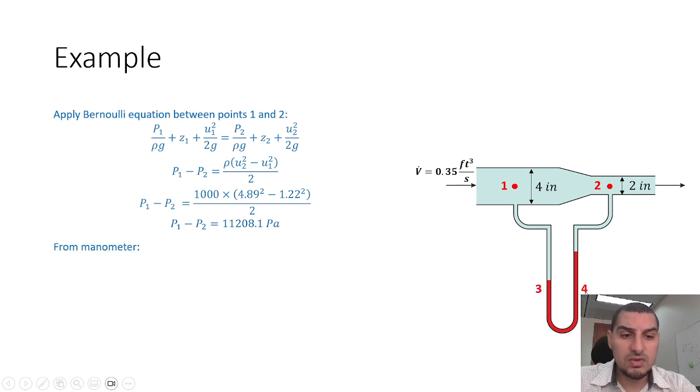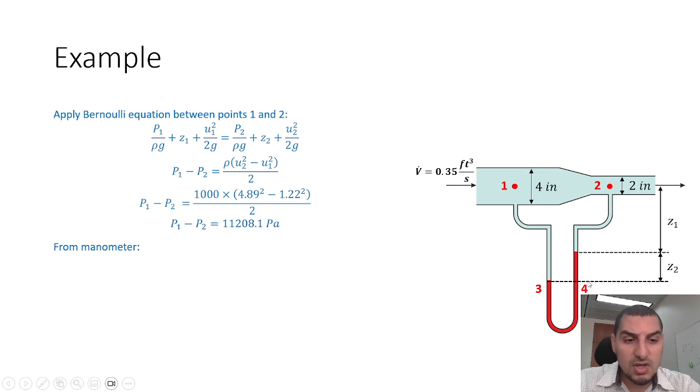So for manometer, we can go back to what we said in chapter 3. We will pick 2 points in the same fluid at the same height, at the same connected fluid at the same height, and at these 2 points the pressure is the same. So point 3 and 4 will have the same pressure, and so we can name this height as Z2 and this as Z1, and we are interested in Z2. So this is what we want to calculate.